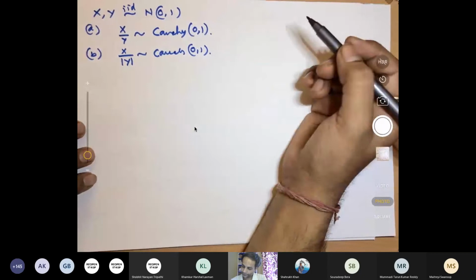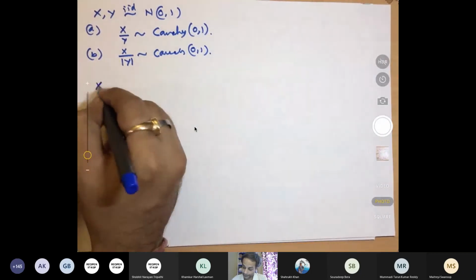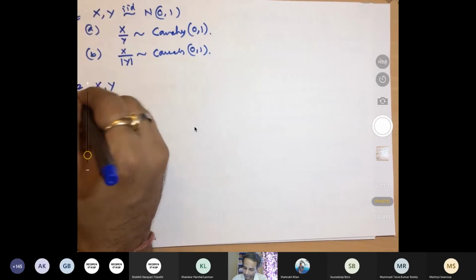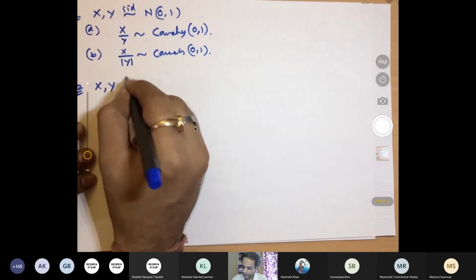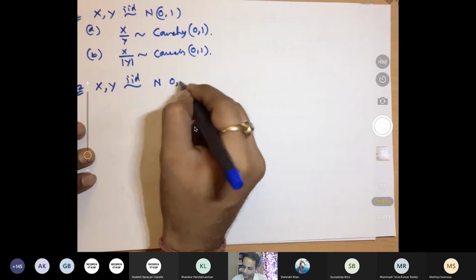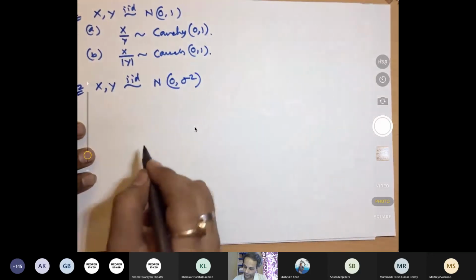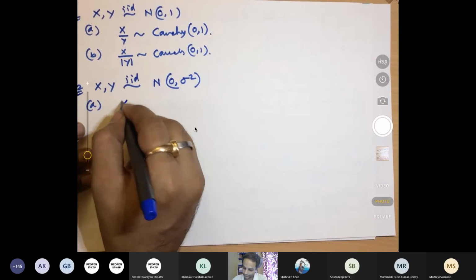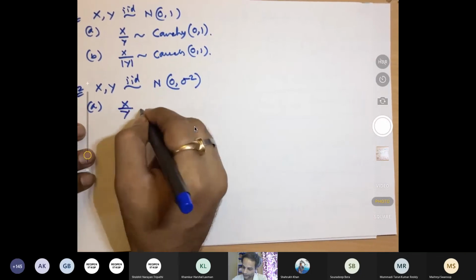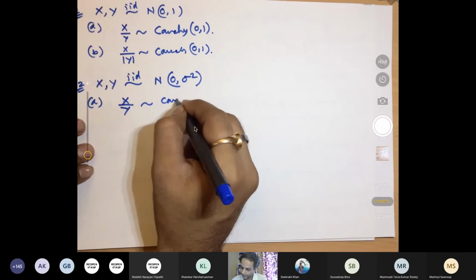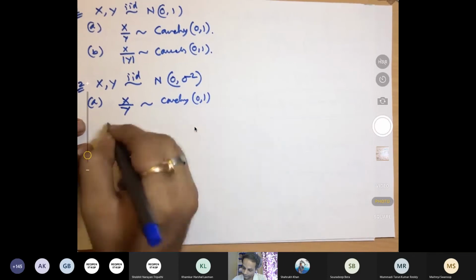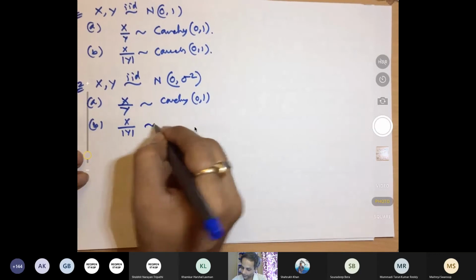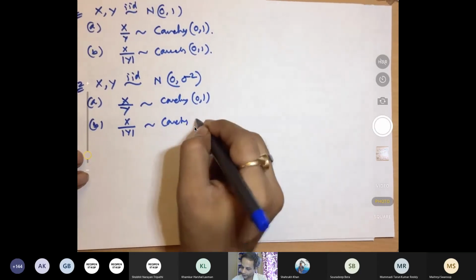Even if x and y, so this is 1, 2, are IID normal 0 sigma square, then also A: x by y is following Cauchy 0 1, B: x by mod y is also following Cauchy 0 1.